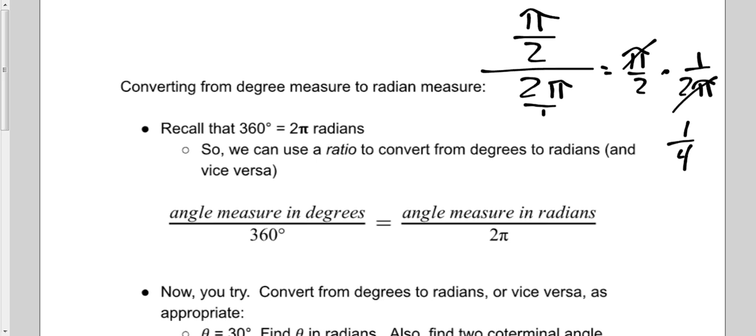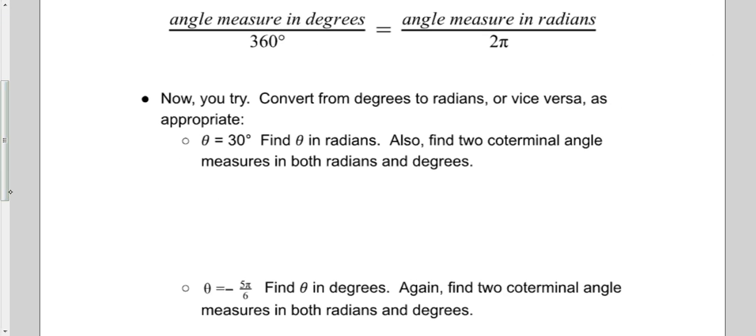So let's do that. Let's do 30 degrees. Theta is 30 degrees. Let's find the radian measure.